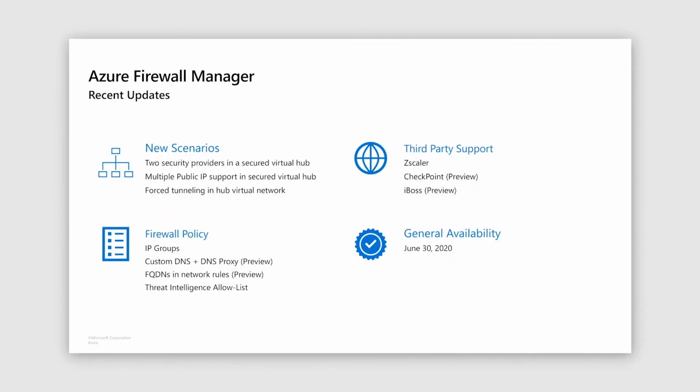Azure Firewall Manager is now GA and has expanded with new scenarios and capabilities. This includes more third-party support and multiple public IP support. The new features brought in the standalone feature firewall that I reviewed earlier has also been brought to firewall policy, which includes IP groups, custom DNS, DNS proxy, FQDNs and network rules, and an allow list for threat intelligence.